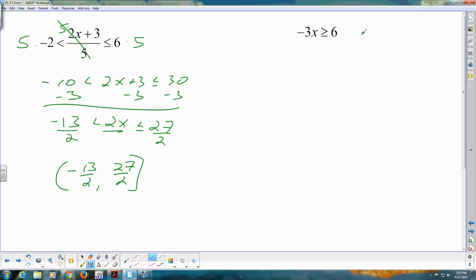A reminder here: when you divide by -3, remember the inequality also has to turn around. So this would be -infinity to -2, bracket.